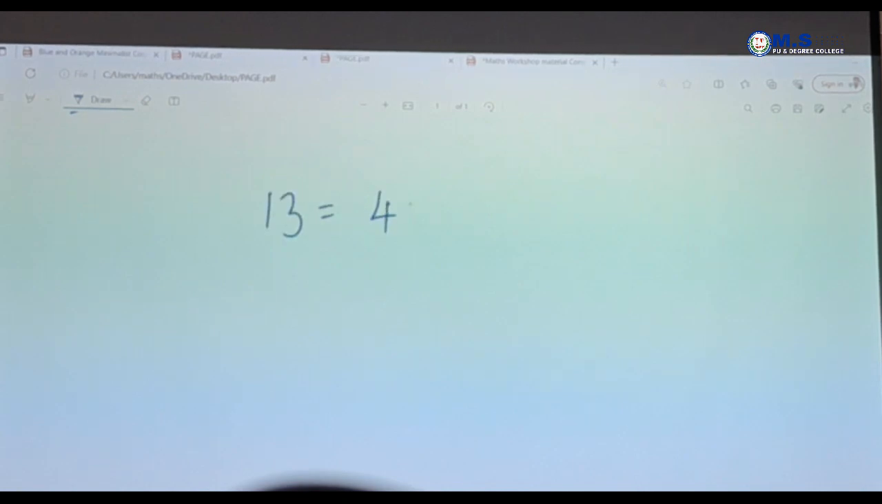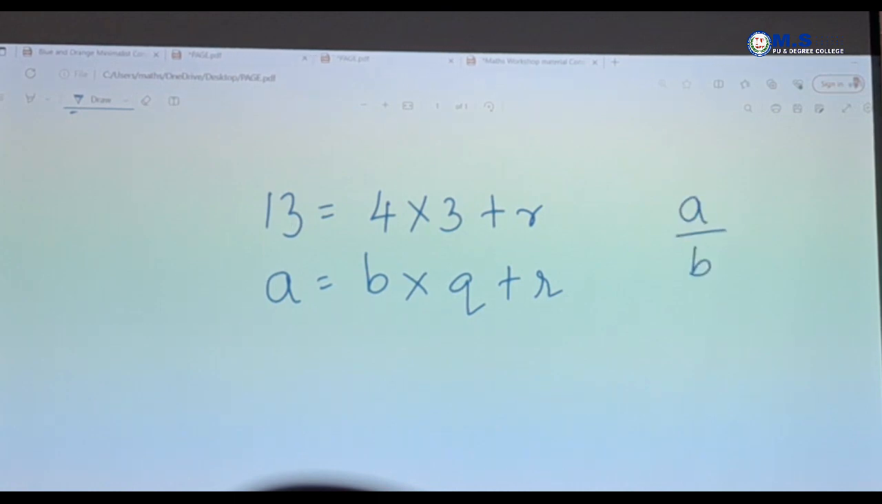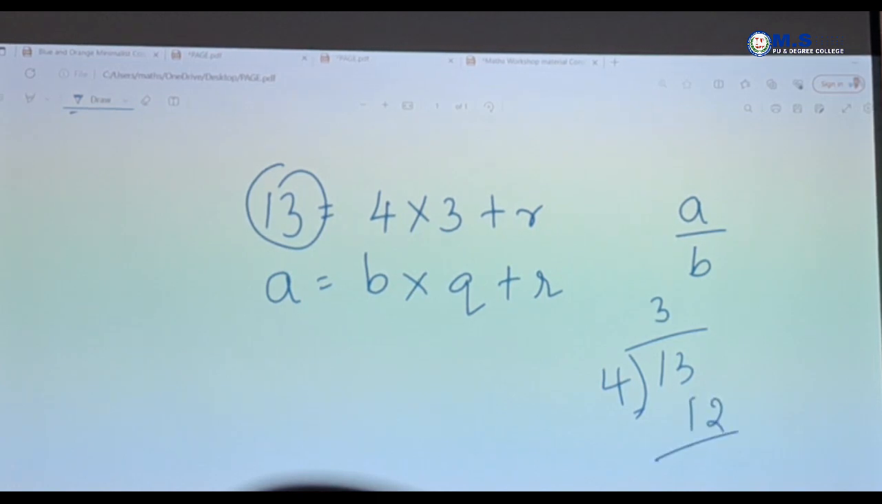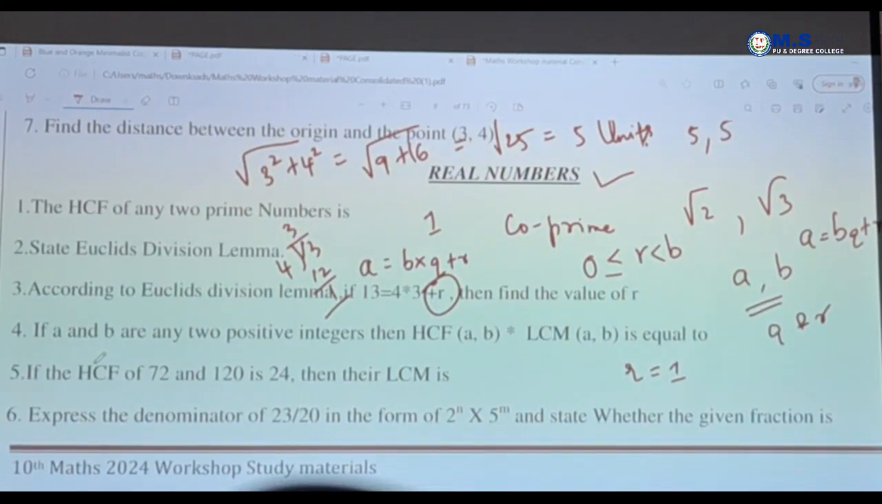Equals 4 into 3 plus R. So you are using A equals B into Q plus R. That means you are dividing A by B. Here what is A? What is B? Divide. 4 threes are 12. What is the remainder? That is R. Therefore, R equals what? Next question.